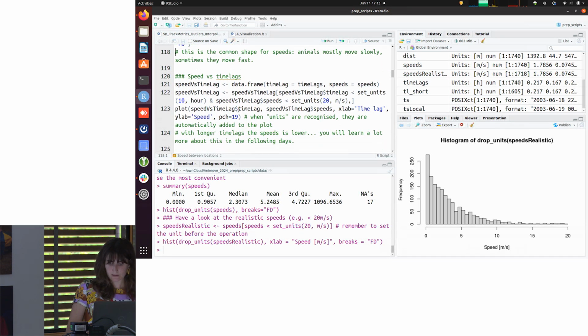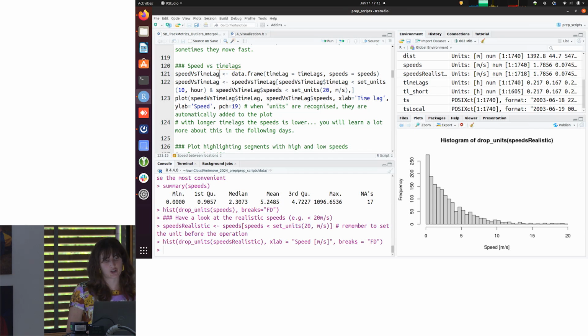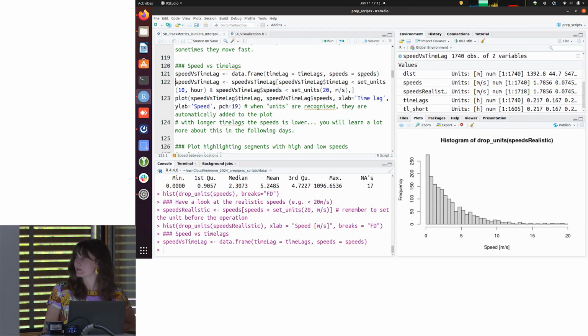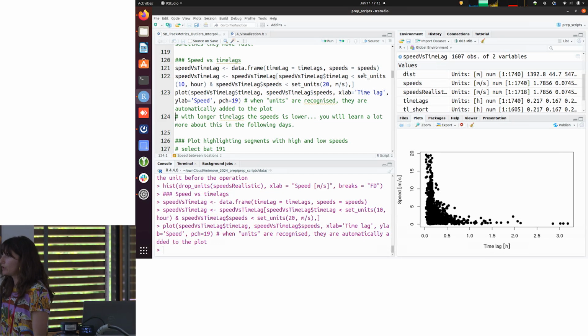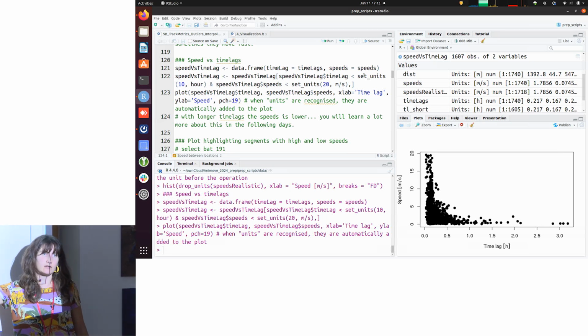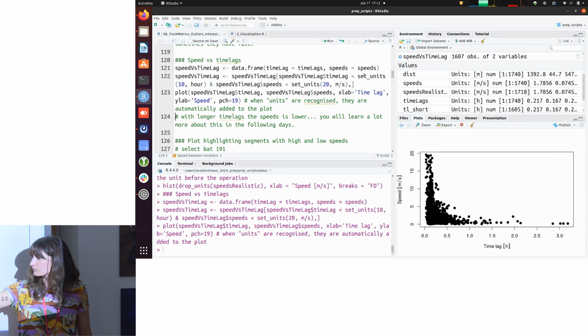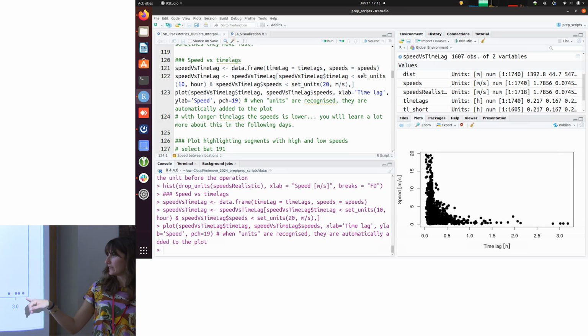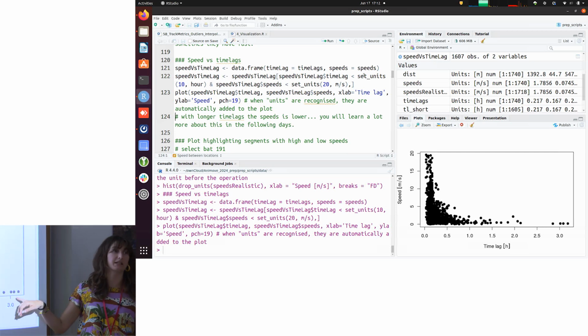Something interesting that follows up on what I said earlier is the relationship between speed and time lag. So now we're gonna make a data frame that has the time lag and speed that we calculated earlier for bats, and we're gonna plot them one in relation to the other. We see here that for short time lags, we have a very wide distribution of speeds. For short time lags, animals are going fast, are going slow, but the longer the time lag, the slower the speed that we collect.